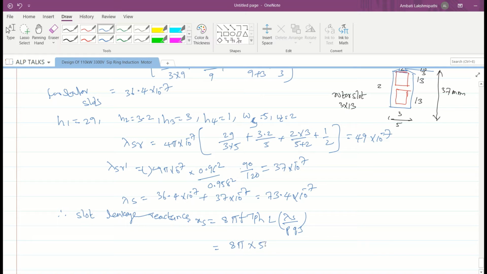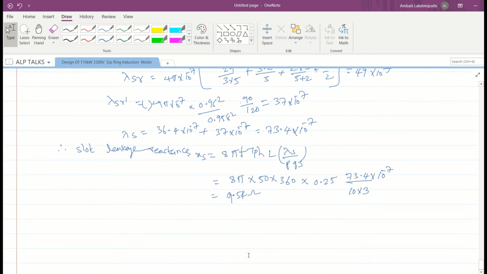You have 50 hertz, 360 turns in the stator, and a length of 0.250. Let's substitute the remaining parameters: 73.4 into 10 power minus 7, divided by 10 poles, and the number of slots per pole per phase is 3 for this case. So we get 9.54 ohms. This is the normal slot leakage reactance value.